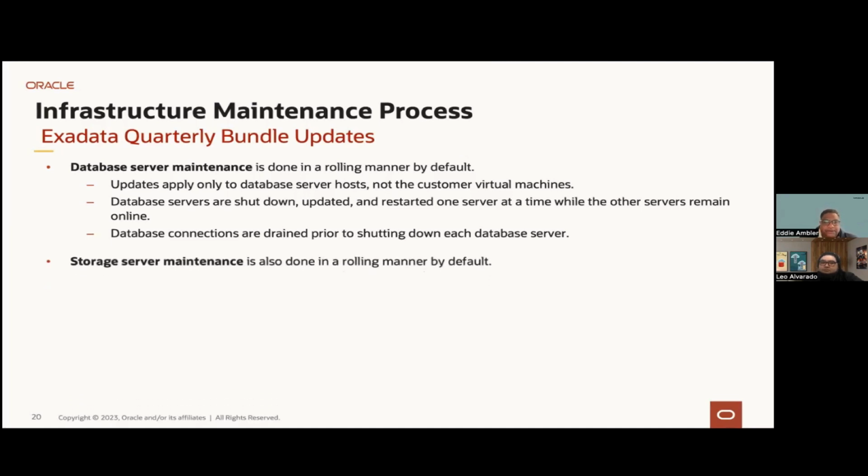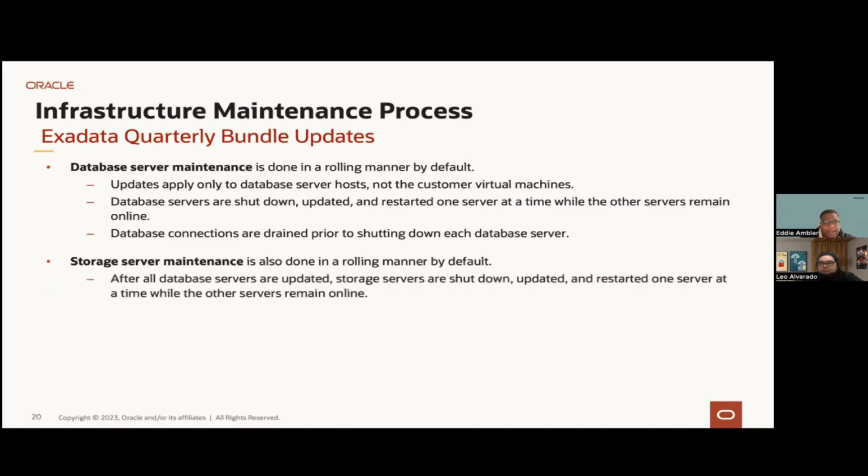For the storage servers, again, it's done online in a rolling manner by default. After all the database servers are updated, the storage servers are shut down, updated, and restarted one server at a time, while the others remain online for the same reason as the database servers. That way, as we're doing maintenance on either the database server or the storage server farms, the service is always remaining available and online. So storage server updates do not impact database server availability.